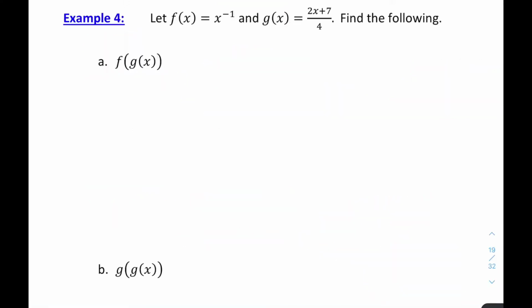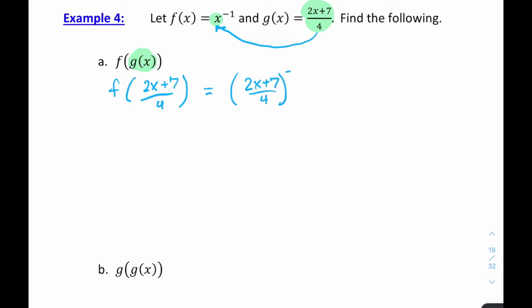Okay, so some more composition of functions. This time it's going to get a little bit messy. So we're doing f of g of x, where g of x is that whole entire fraction. So I'm going to take that 2x plus 7 all over 4, and I'm going to plug that into f of x where my variable x is. So I'm going to take my variable and replace it with that expression, which is going to mean that my function's going to look like 2x plus 7 over 4 to the negative first power.